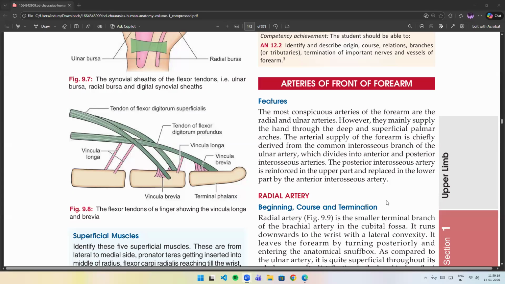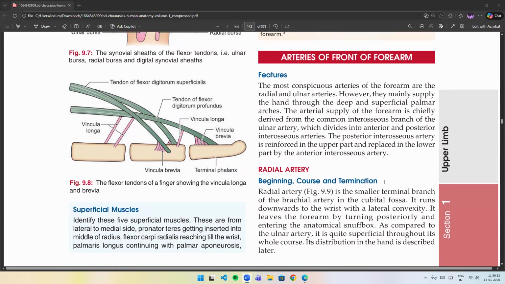Hey students, so today we are going to continue with our chapter forearm with the continuation of the topic arteries of front of forearm. Features. The most conspicuous arteries of the forearm are the radial and ulnar arteries. However, they mainly supply the hand through the deep and superficial palmar arches.